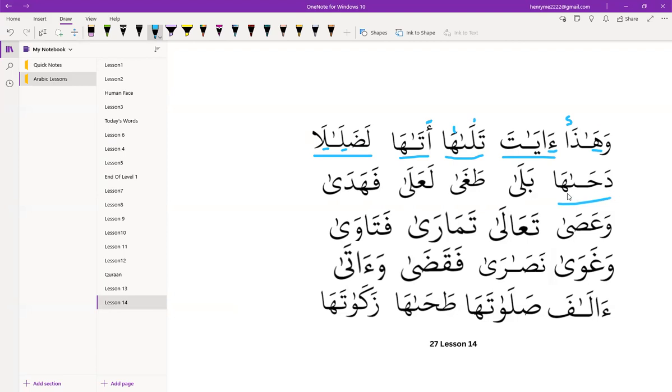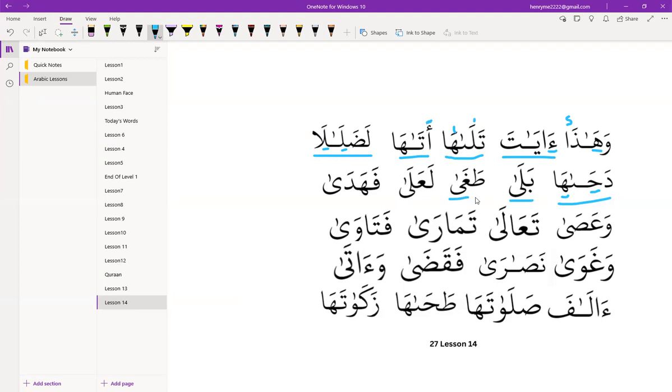This one is dahaha. So the ha has the short alif after it, and we have fatha here, so it will be double sound. Dahaha, also the ha. This one here, bala. The ya here becomes silent because we have a short alif on top, and the lam will be a long lam. Bala.